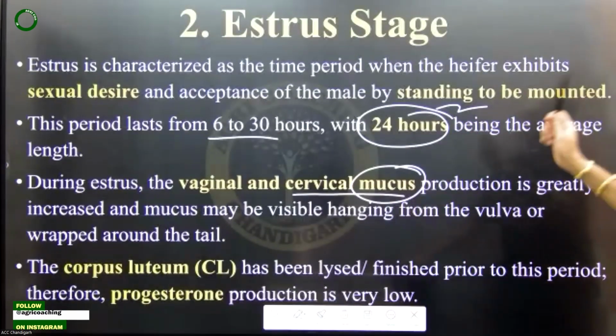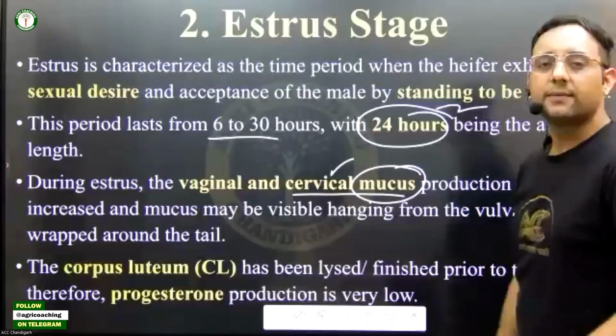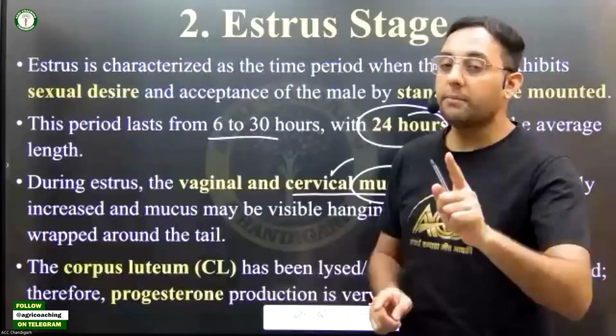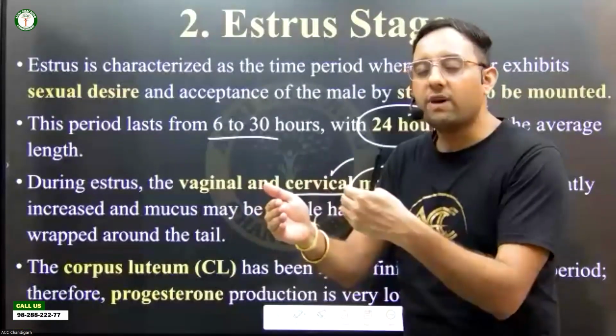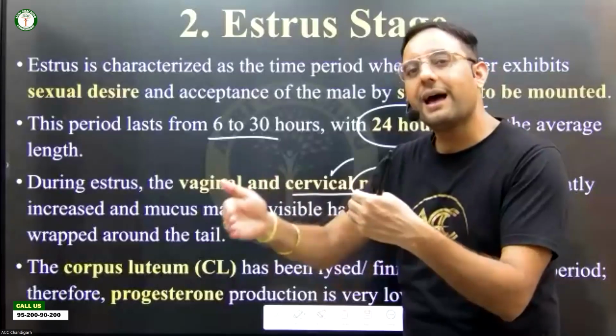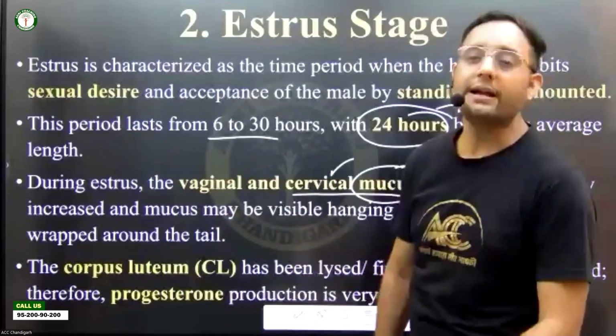So that mucus is coming from the cervix. Sir, what is cervix? If you can remember, I told you initially outside it is vulva. Inside the vulva, it is vagina. After vagina, it is cervix. And after cervix, it is uterus.